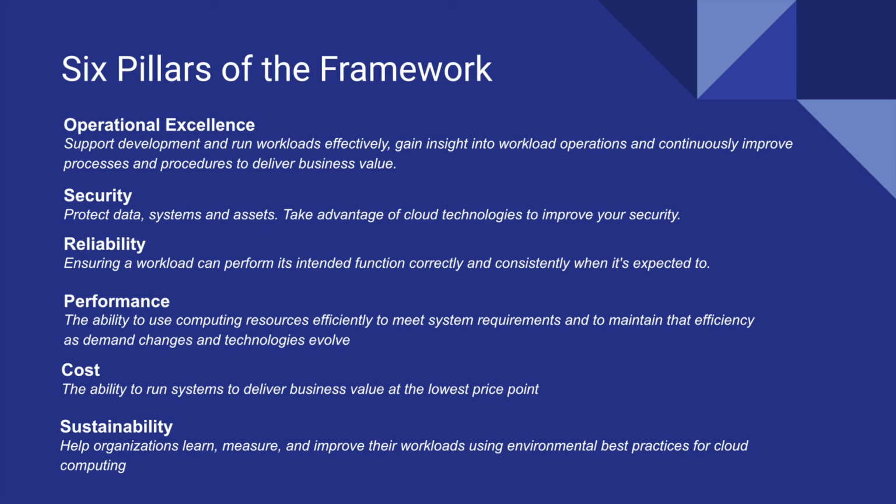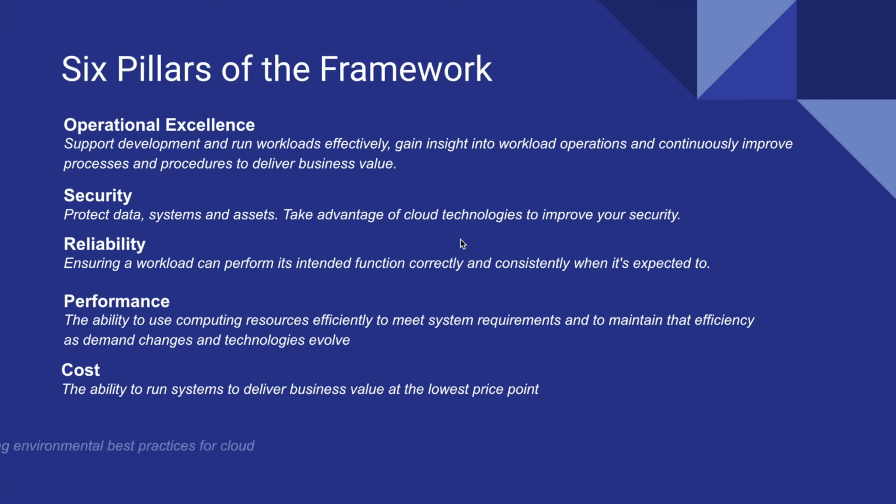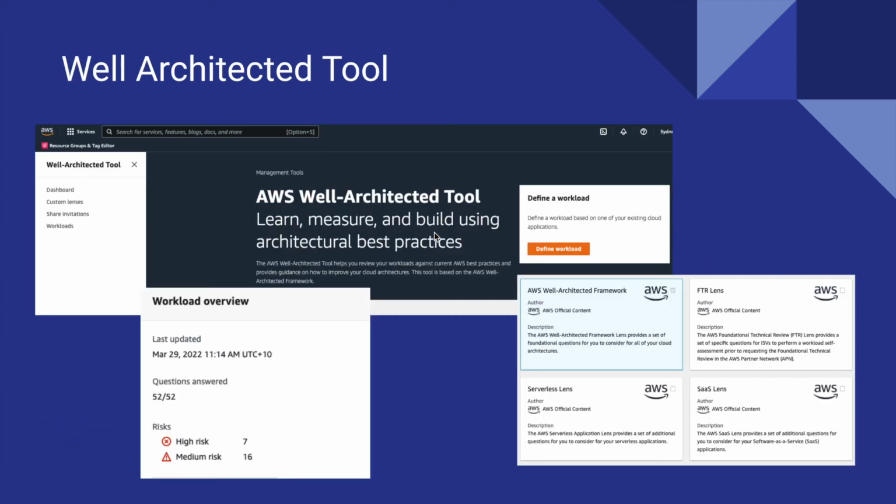So now that we've covered off all the 6 pillars of the framework, let's have a bit of a look at the well-architected tool. So here we have the well-architected tool. If you navigate to the AWS console, you will see this. You start off by defining the workload that you would like to run the well-architected review across. There are 4 different lenses.